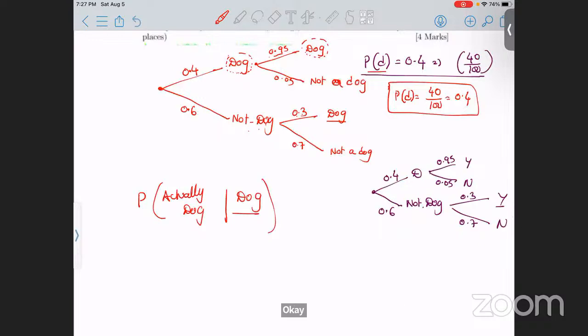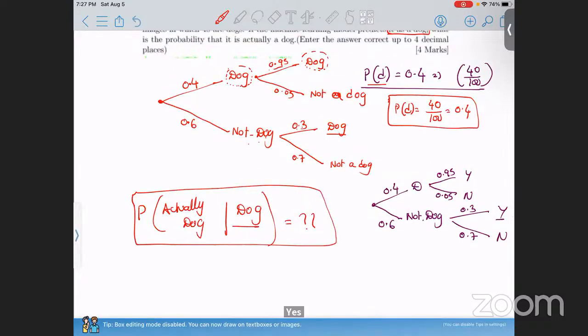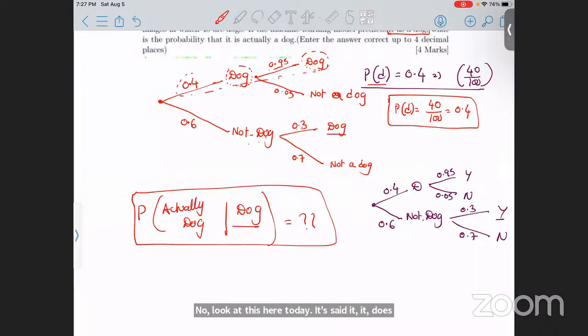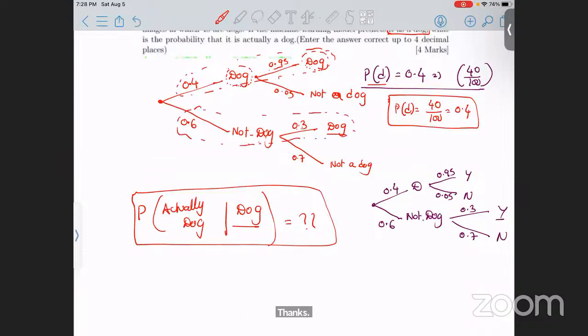Clear till now? This is the question. Now look at this carefully. It predicts dog. That means this is the possibility, and this is the possibility. But the only actual dog is like this.